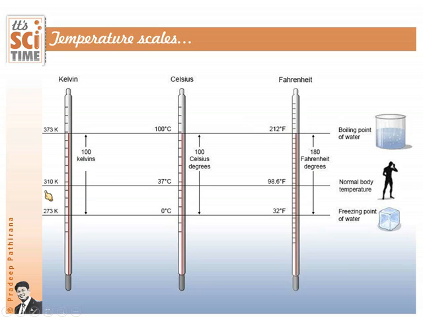Body temperature compared here: 310 kelvins, on the Celsius scale 37 degrees Celsius, and on the Fahrenheit scale 98.6 degrees Fahrenheit. So likewise the scales are different, but remember the SI unit or the standard scale is kelvins.